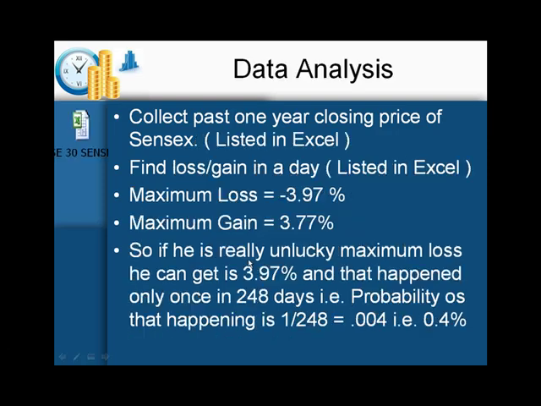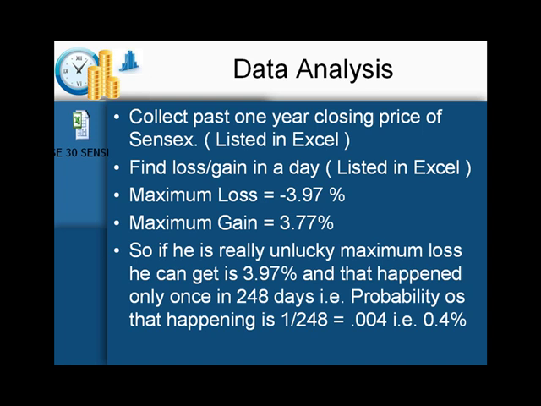Going back to our PowerPoint slide, we collected the data for the past 1 year closing price of Sensex. The maximum loss is minus 3.97% and maximum gain is 3.77%. So if he invested 100 rupees, at the end of the day the maximum loss he could incur is 3.97%, so the money left with him would be 96.03, and the maximum gain he could have is 3.77%, so the money he would have at the end of the day on a particularly good day is 103.77. But what's the probability that he will invest on a day on which the loss is minus 3.97%? It's one out of the 248 sample size that we took, and the probability is really, really low. It's 0.4%.